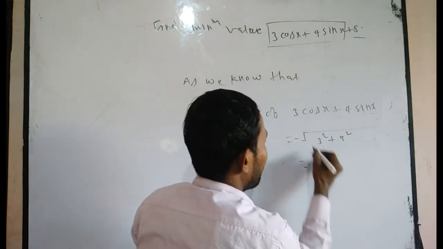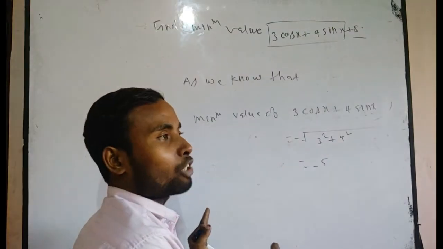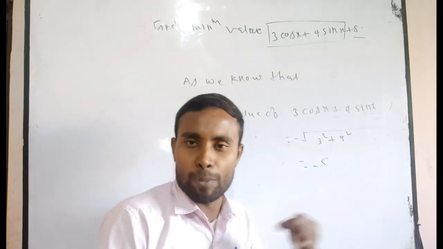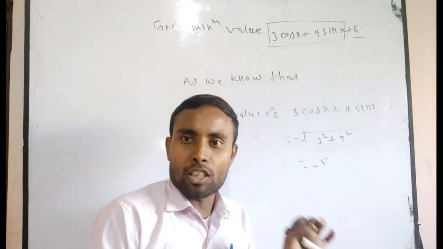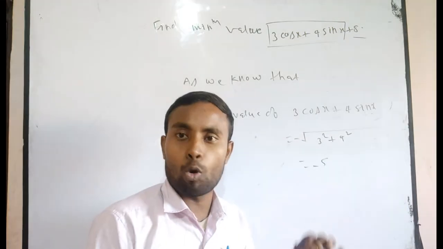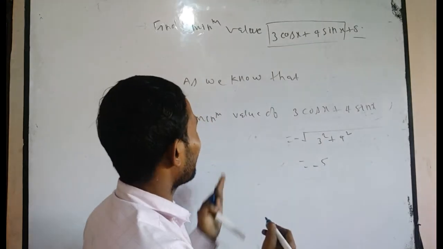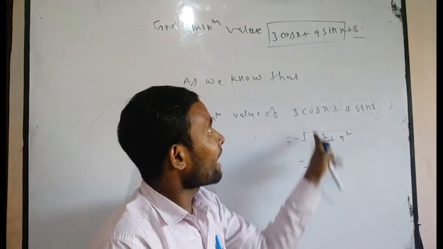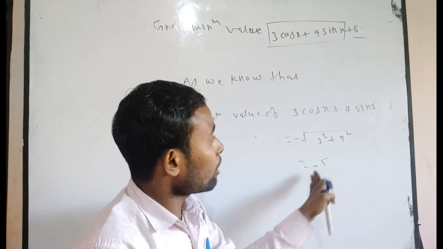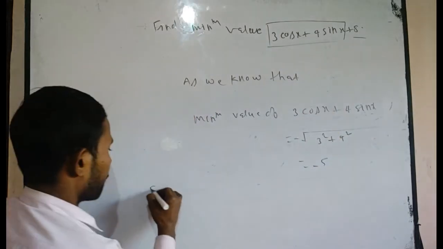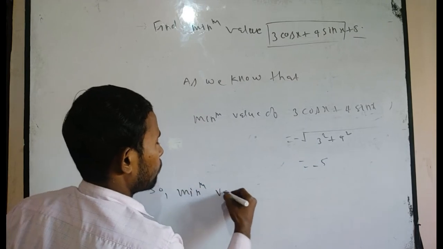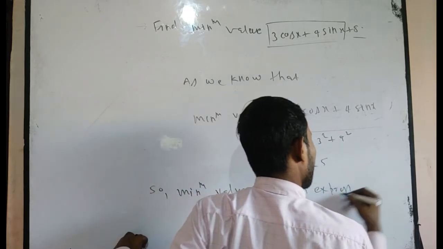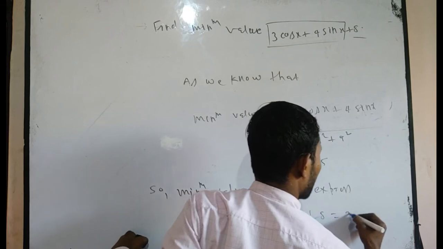The minimum value of this expression will be minus 5, because I have already told you the minimum value of a sin x plus b cos x is equal to minus under root a square plus b square, while the maximum value of a sin x plus b cos x will be under root a square plus b square. So, the minimum value of this expression will be under root 3 square plus 4 square, that will be minus 5, because of the minus sign, and for the maximum you simply have to remove the minus from this expression. So the minimum value of the given expression is equal to minus 5 plus 8, which is equal to 3.